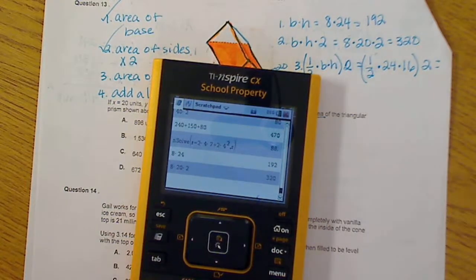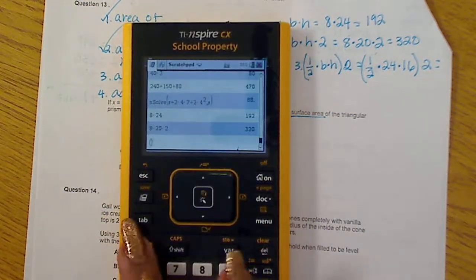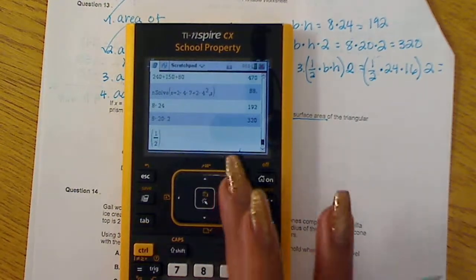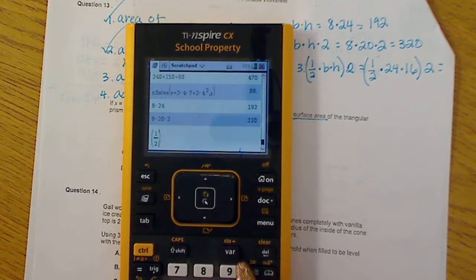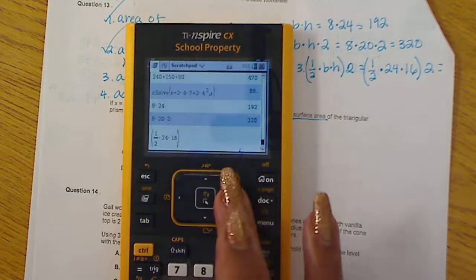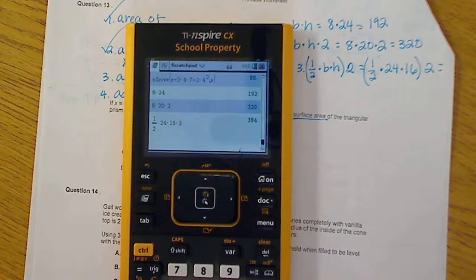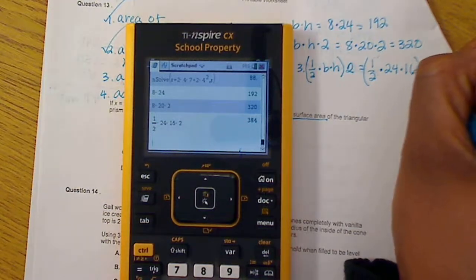Okay. So I'm going to hit open parentheses, control divide, 1/2, arrow over, times 24 times 16, arrow over, the number 2. Enter. What do you get? Should have gotten 384.